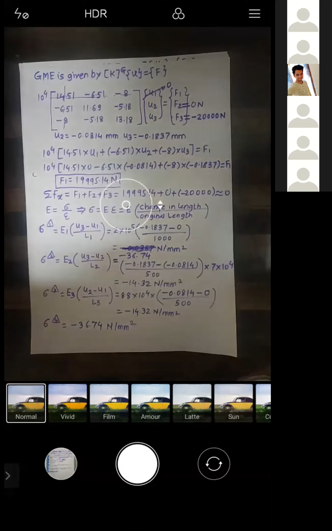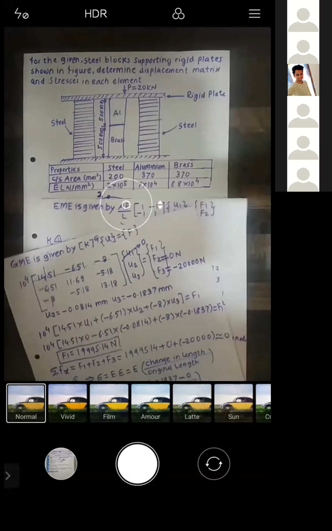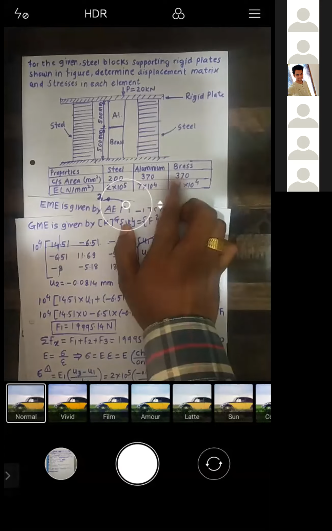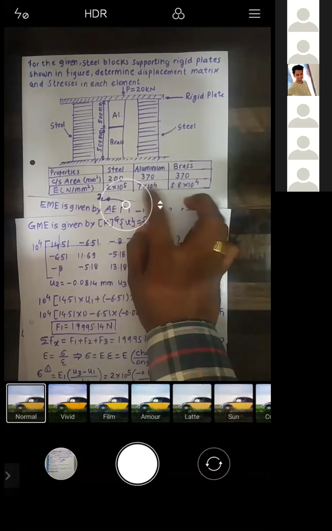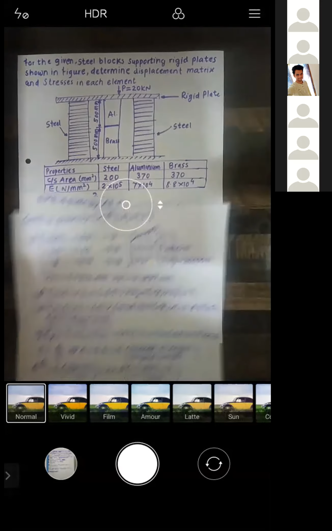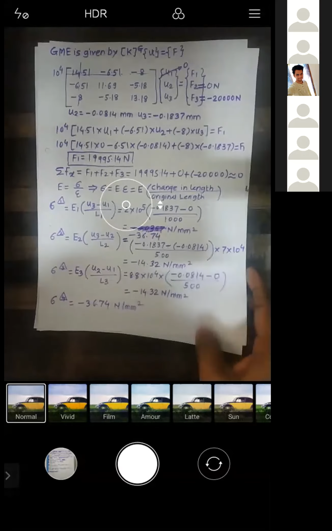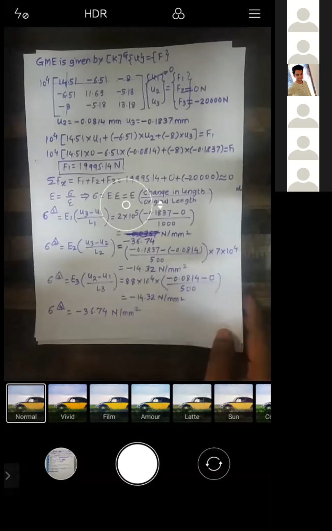Hello, sir. See, element number 2 and 3 are of different material. Somehow or coincidentally, their values are coming the same. Obviously, you need to calculate it separately because the elements are different. Though their length is the same, and their cross-sectional area is mentioned as the same, their E is different. E is different, right? Clear or not? So you can't say that element number 2 and 3 are the same. They are not the same.